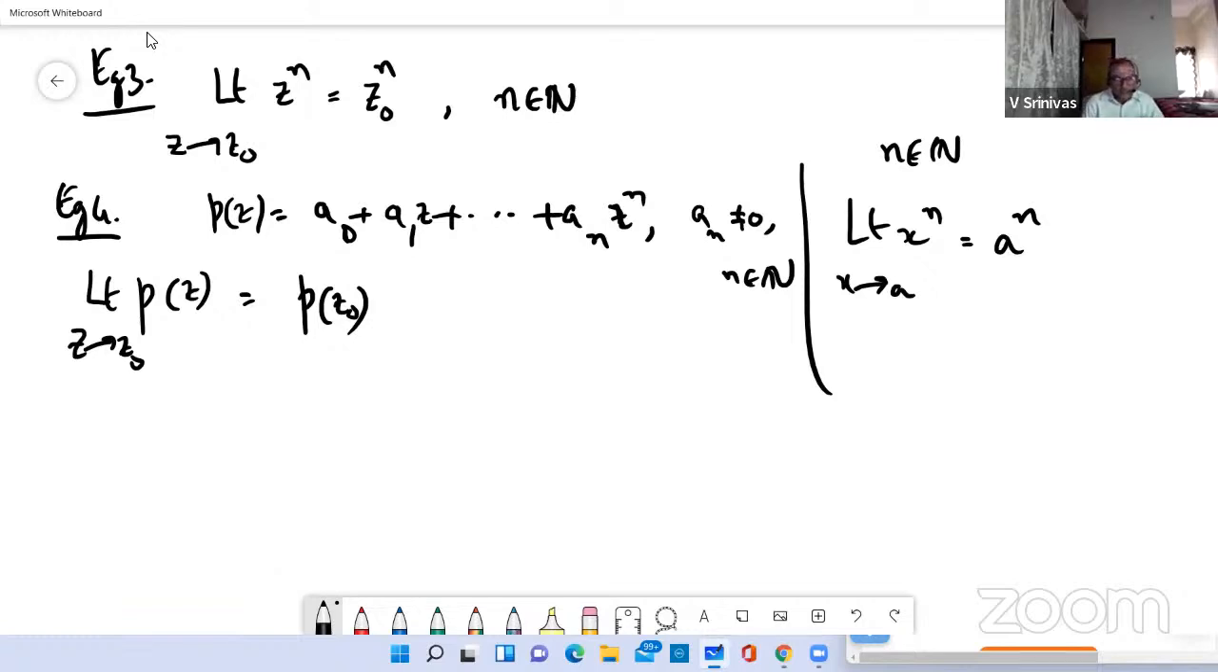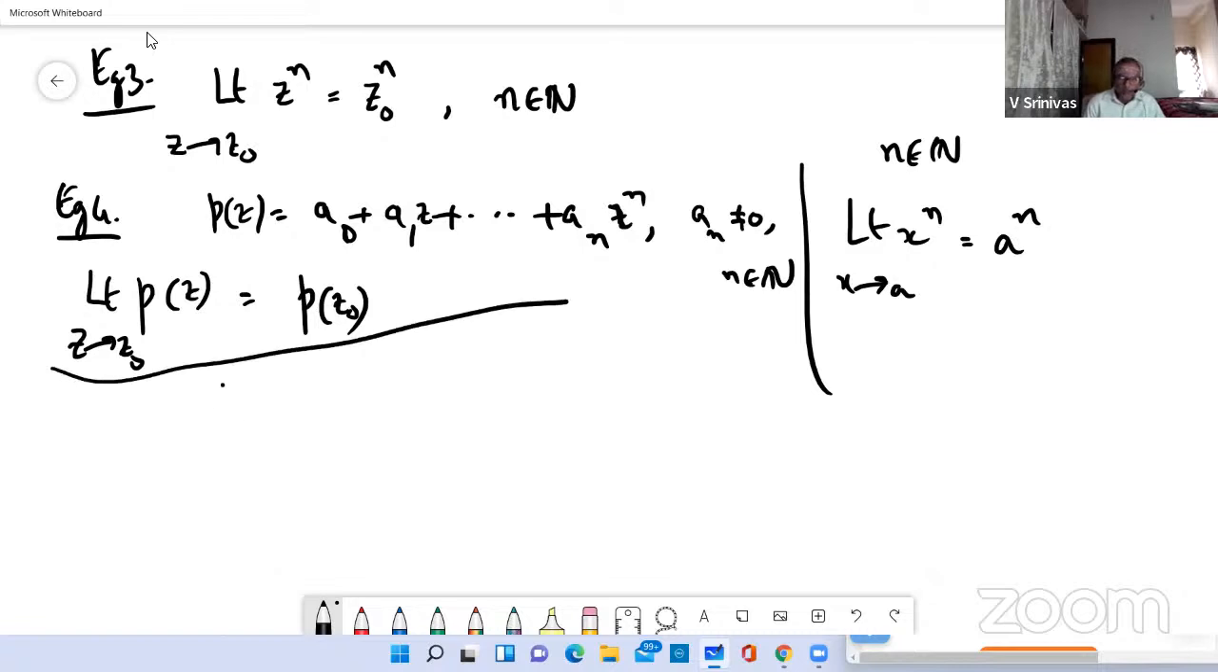In fact, here what is happening is this. See, the limit is existing, and the limit is getting equal to the function value at this point. Okay, such functions are called continuous functions.